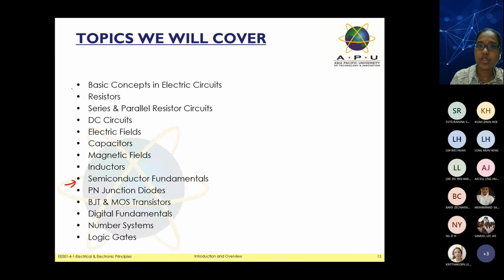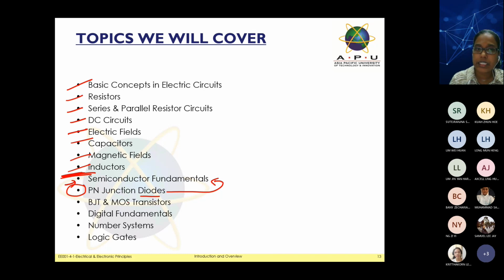Why I say that, because in the semiconductor part, let me just repeat. The first one is basic concept in electrical circuit. The second one is a resistor. The third one is series and parallel resistor circuits. And the fourth one is a DC circuit. And continuing, we have electrical field, capacitance, magnetic field, and inductors. And this part, semiconductor fundamental. In a semiconductor fundamental, we cover the PN junction. A diode is an electronic component, always with PN junctions, a basic component. This will be placed under the semiconductor fundamental.